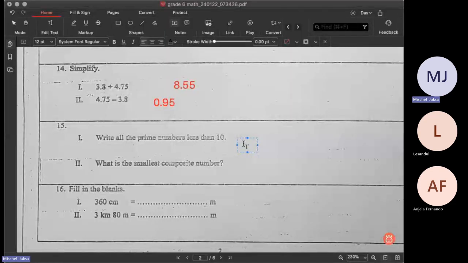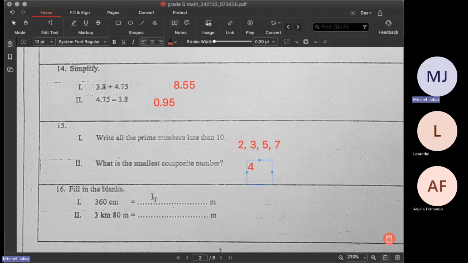Okay, prime numbers which are less than 10. What are the prime numbers less than 10? Miss, 2, 3, 5, 7. Well done, Pute. 2, 3, 5, and 7. What is the smallest composite number? Miss, it's 4. Yes, well done. Lasandu, hope you are following as well, Pute. Let me know if you have any questions.